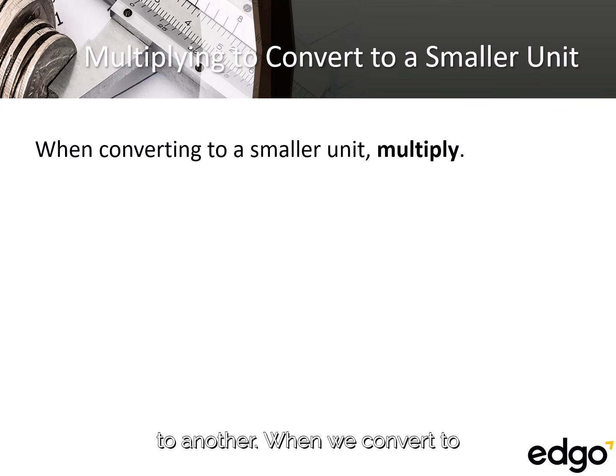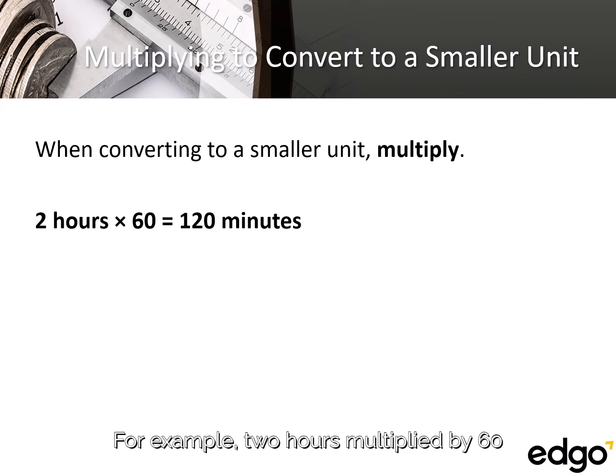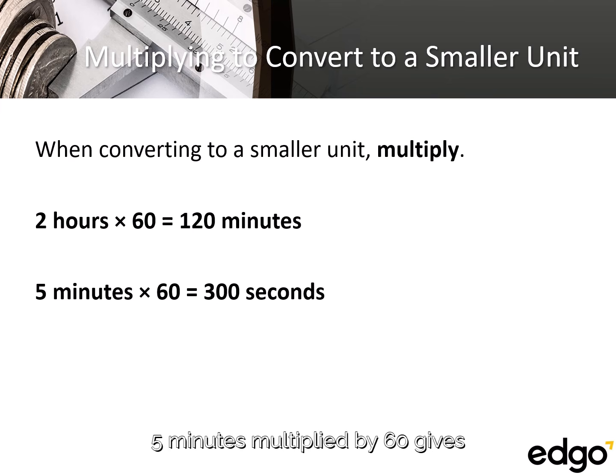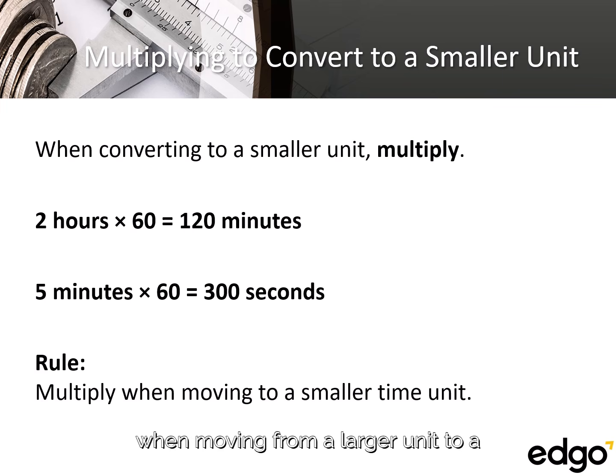When we convert to a smaller time unit, we multiply. For example, 2 hours multiplied by 60 gives us 120 minutes. Similarly, 5 minutes multiplied by 60 gives us 300 seconds. So remember, when moving from a larger unit to a smaller unit, we multiply.